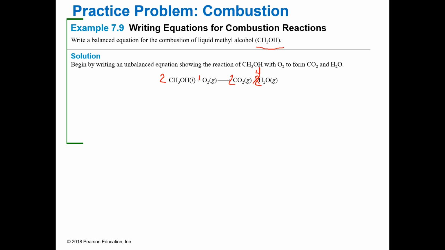I just did something wrong. I have 6 oxygens. So I'm going to do a 3 here. Sorry. I have 8 oxygens on this side, but I have 2 here, so I need 6 here. So I'm left with my coefficients. So that would be the balanced combustion reaction for methanol.